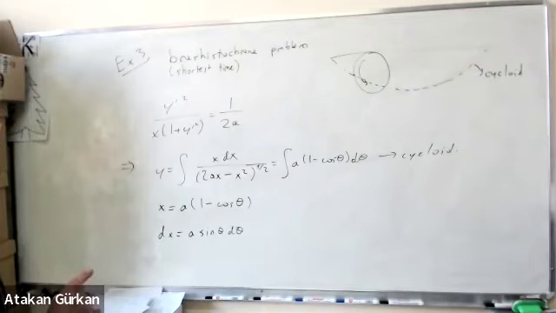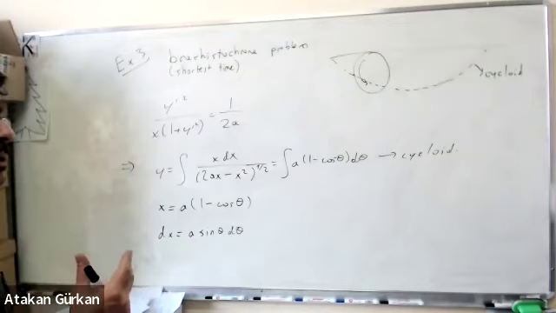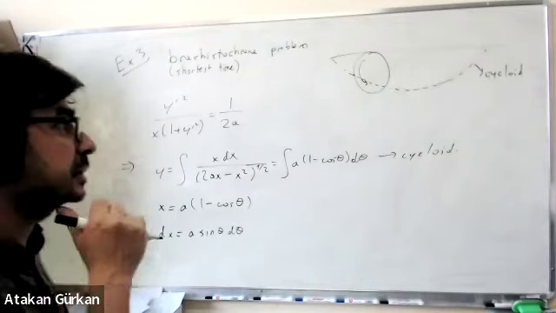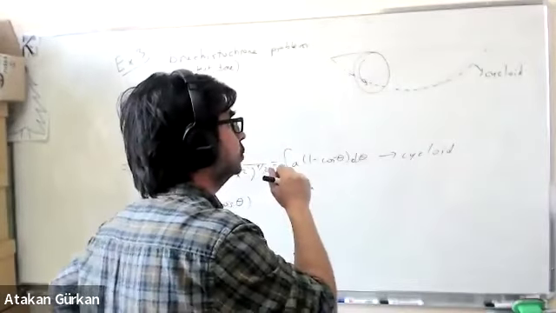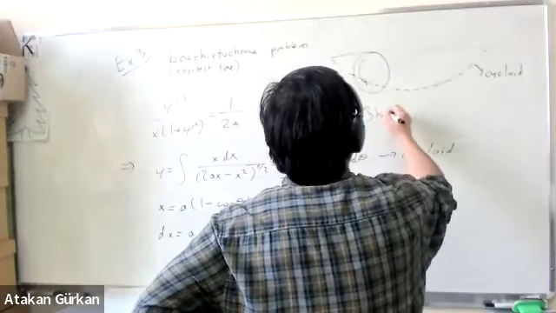So the brachistochrone problem is important, and it has some nice solutions. So there's a YouTube channel, 3Blue1Brown.